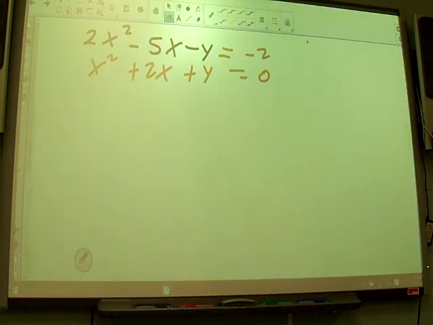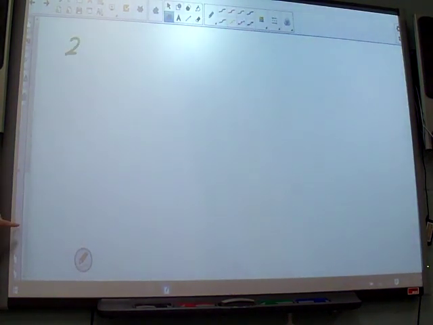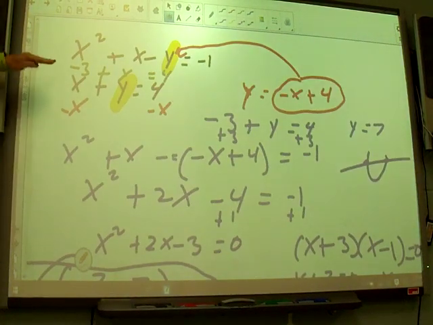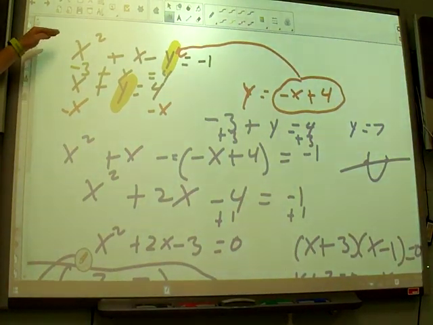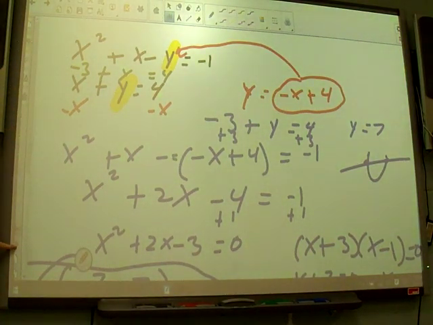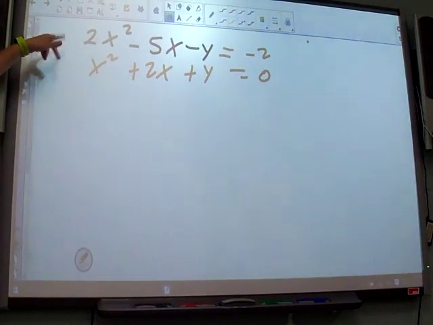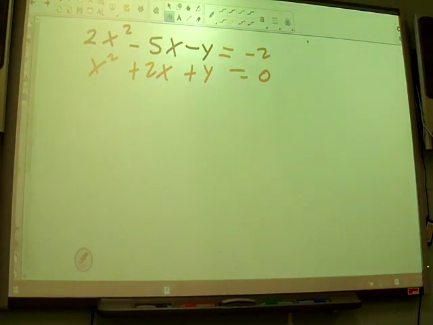All right. Now, on the last one, we had a line, so it was easy to get a letter all by itself. So thought process for you. When you have a parabola and a line, substitution is the easiest thing to do. When you have two parabolas, elimination is the easiest thing to do. Get rid of one of the letters. And this thing is all set up for you to get rid of one of the letters. Can you tell which one? Which letter is easy? The Y's.